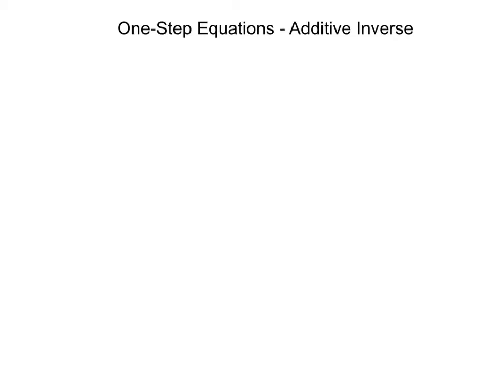Let's say that you had the number 5, and I said, what is the additive inverse of 5? Well, what you need to think about is, what number would you add that's the opposite of 5? And that's all additive inverse really is. So if I have 5 and I want to add the opposite of that, I'm going to add the opposite of 5. And the opposite of 5, if you remember, is negative 5.